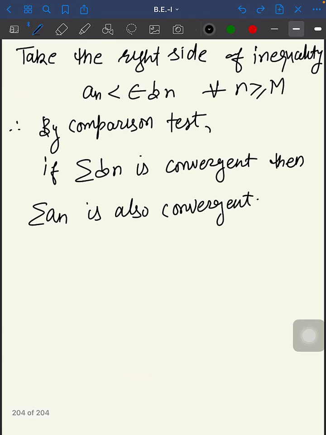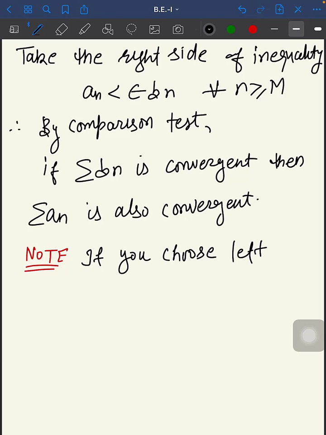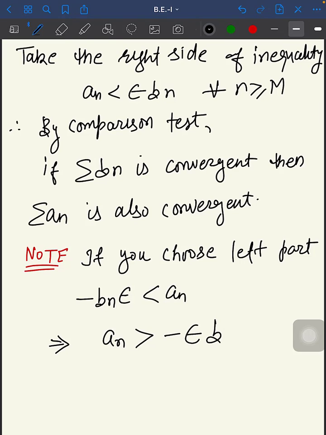Now let me put it under note. If you choose the left hand side, left part, you actually say that minus epsilon times bn is less than an, or let me put it in other words, an is greater than minus epsilon times bn. Now you see that this is something which is inconclusive. Why? Because if your bn is divergent, let's say it goes to infinity, and a minus is over there, that becomes minus infinity, right? So you will conclude that your summation an is greater than minus infinity, which will not enable us to make a conclusion about this.